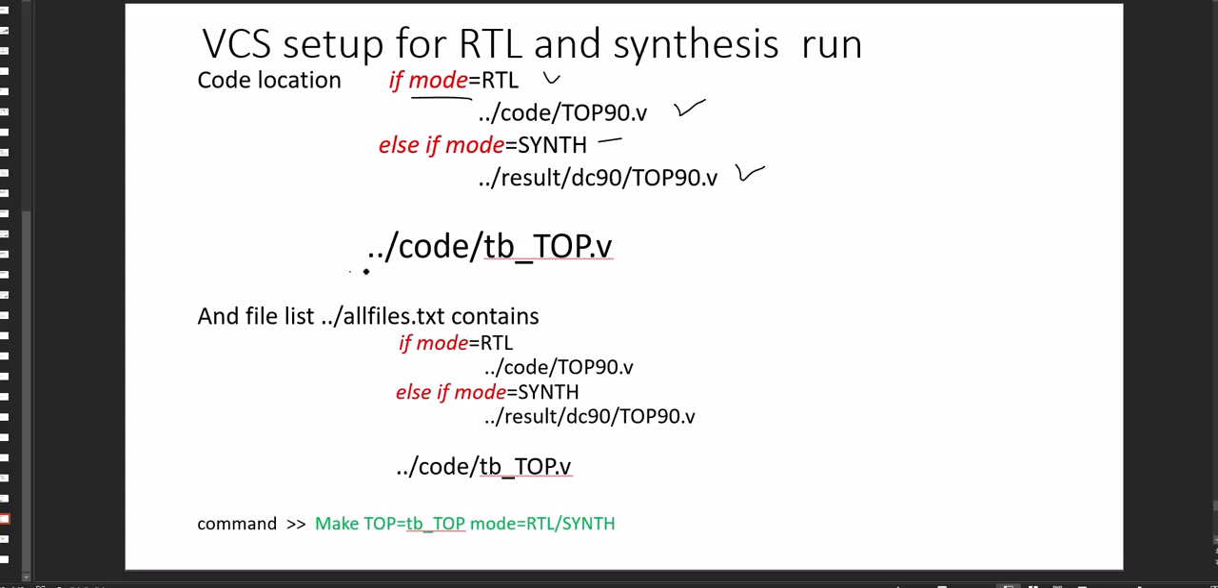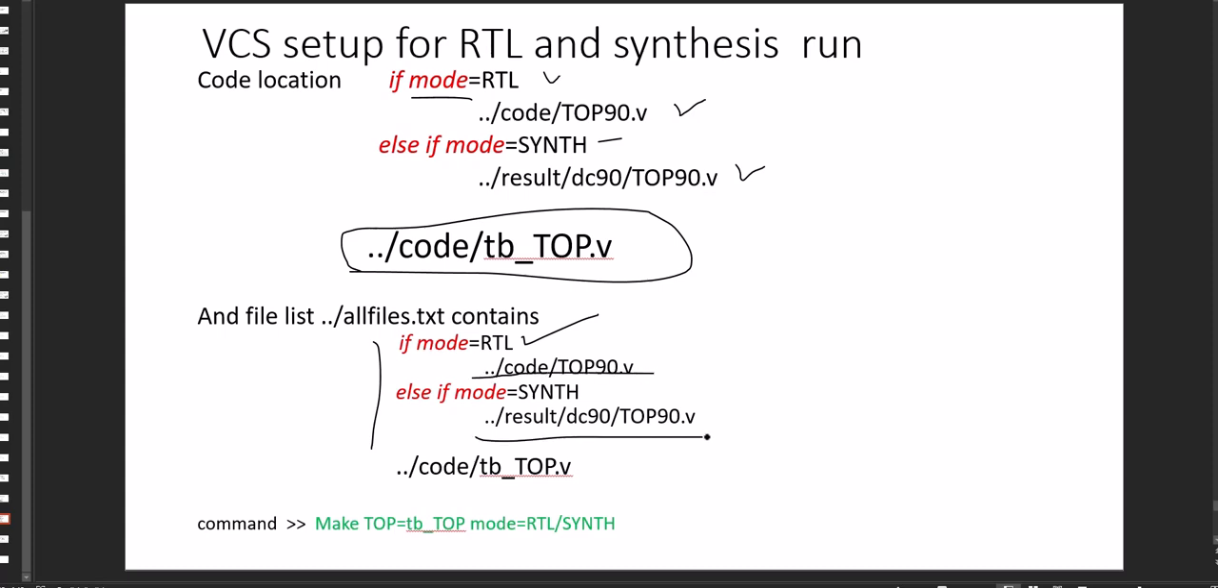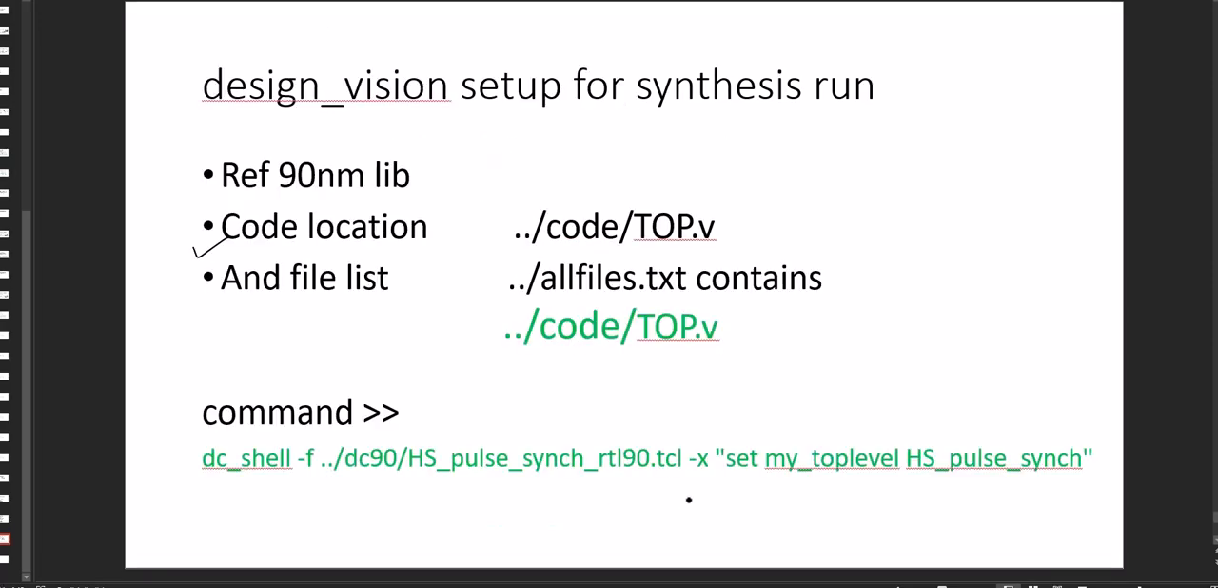Okay, the test bench is common. So the file list will be in a similar way. If RTL we are providing, then the path of the RTL we take, else we take the synthesize path. So the additional command has mode equals to RTL or synthesis. Okay, so this is a smaller change and update in the Makefile.